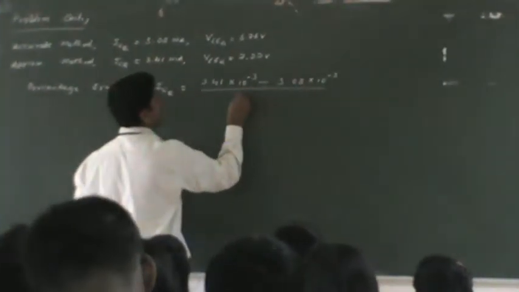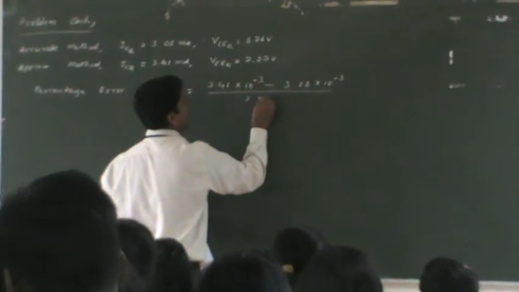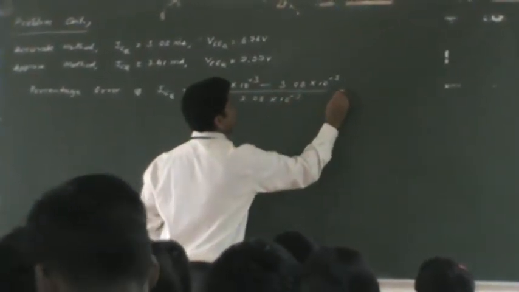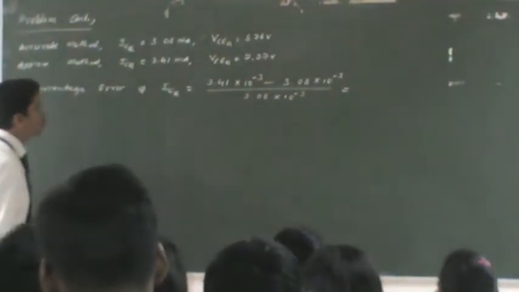by this value, which is 3.08 into 10 power minus 3. Simplify this and calculate the value.